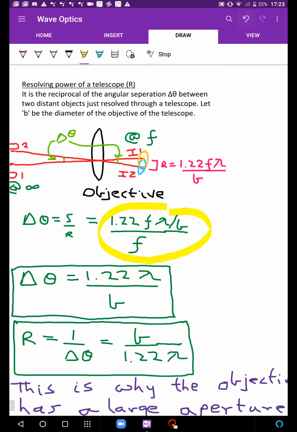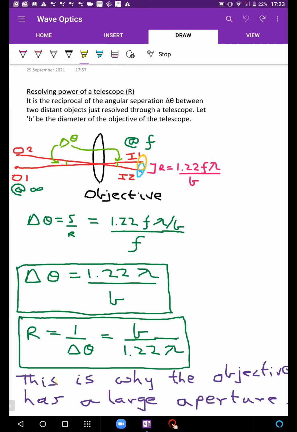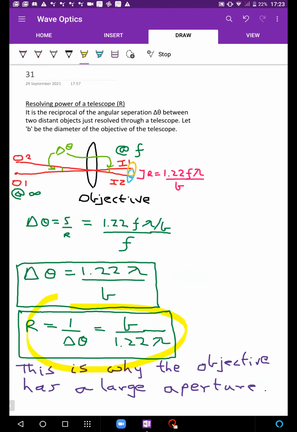So delta theta, the angular separation, is 1.22 lambda by b, and the reciprocal of that angular separation is what resolving power is defined as. Okay, so the resolving power of a telescope is b by 1.22 lambda, and that's why, as we said, small apertures create problems. They create hazy images. This is why large apertures are preferred for telescopes. That's how you can get a well resolved image.